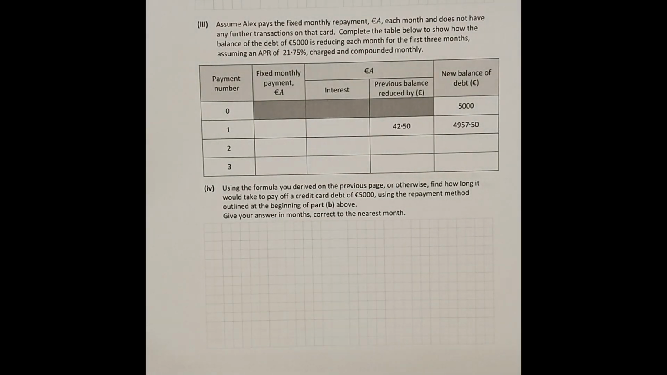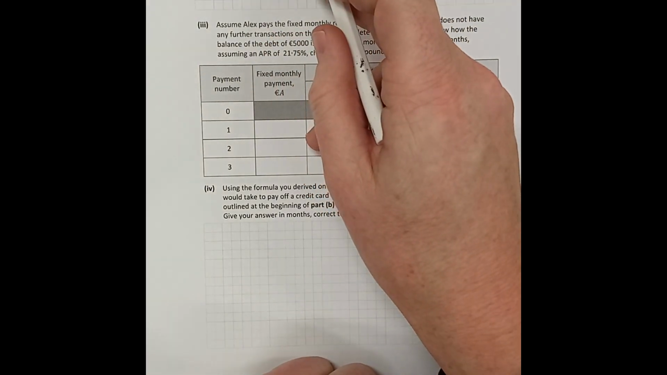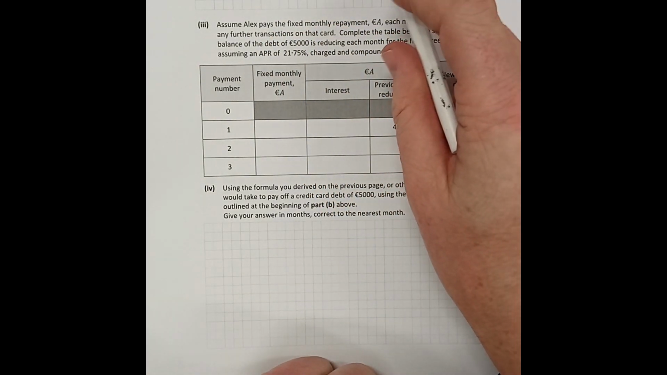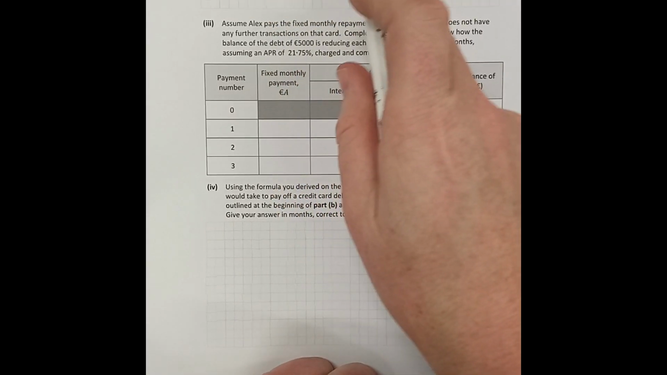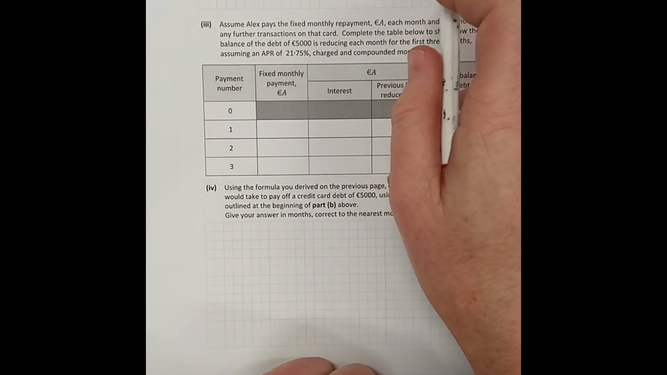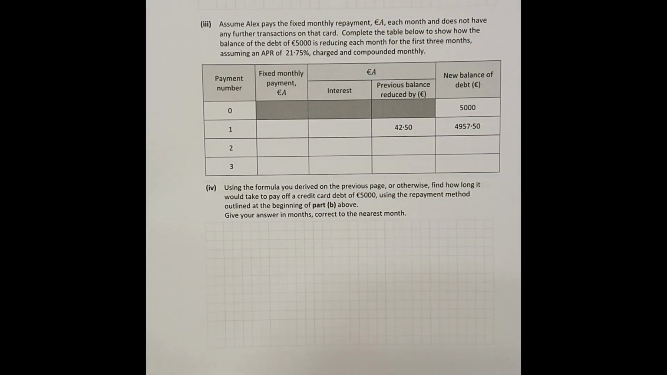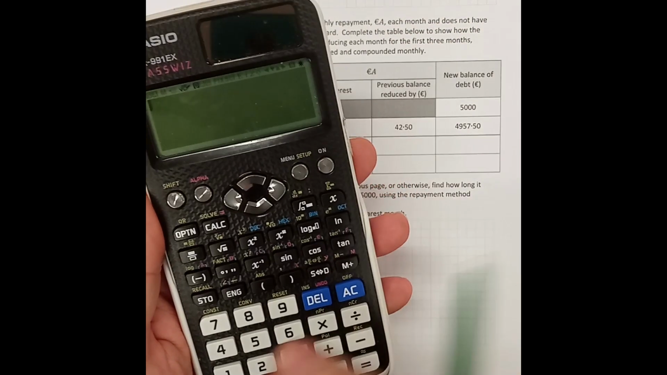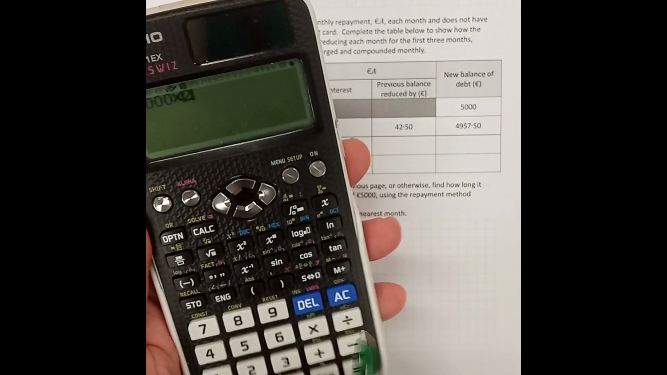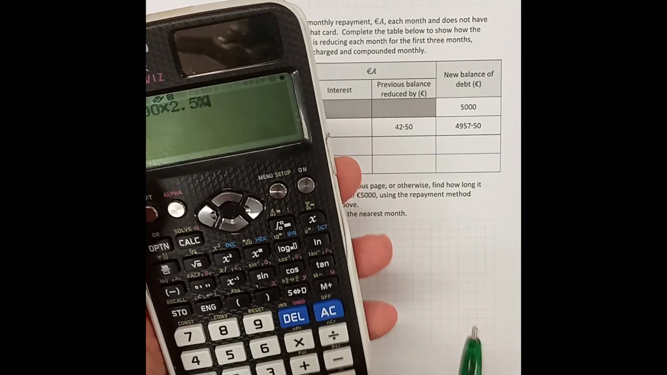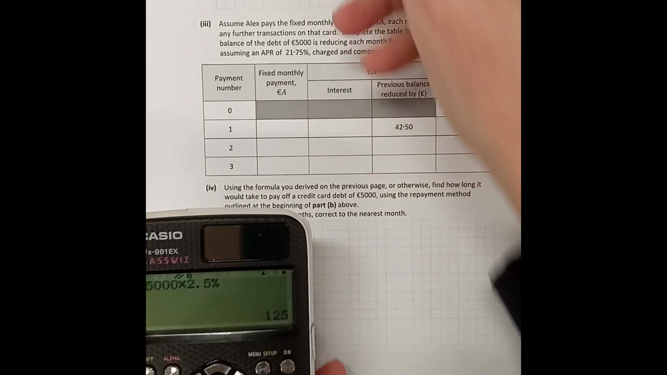Now that you have that done, they want to answer some questions, of course. Alex has a credit card debt of $5,000. One method of clearing this is to make a fixed repayment at the end of each month. The amount of this repayment is 2.5% of the original debt. What is the fixed monthly repayment on $5,000? Well, 5,000 by 2.5% is 125 quid.